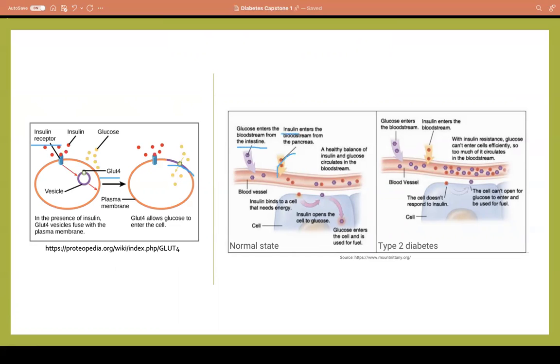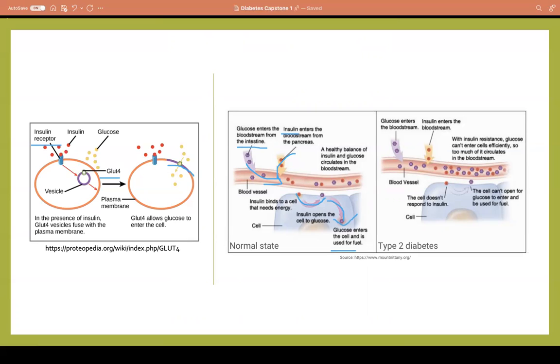Insulin also enters in, so they're both entering in. And in a healthy individual, the balance of insulin and glucose circulates through the blood, and then insulin binds to a cell, such as our muscle cells, and then insulin opens up the cell to glucose, which is the GLUT4 transporter is able to transport the glucose from the bloodstream to inside the cell, and then it is able to be used for fuel.